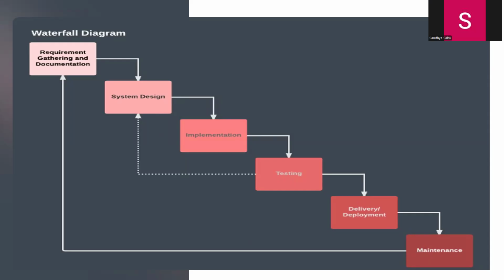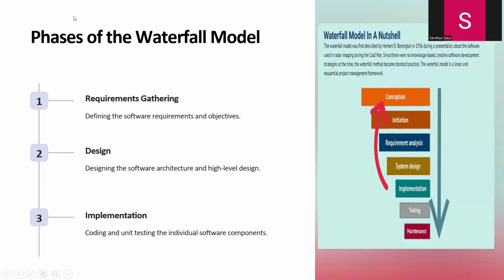Stability in requirements: the waterfall model is suitable for projects where the requirements are clear, reducing modifications as the project progresses. Next, this waterfall model is relevant for small projects. It is economical for modest projects with simple specifications and minimal complexity. The first phase of the waterfall model is requirement, second is system design, third is implementation, then testing, delivery or deployment, and the sixth phase is maintenance.